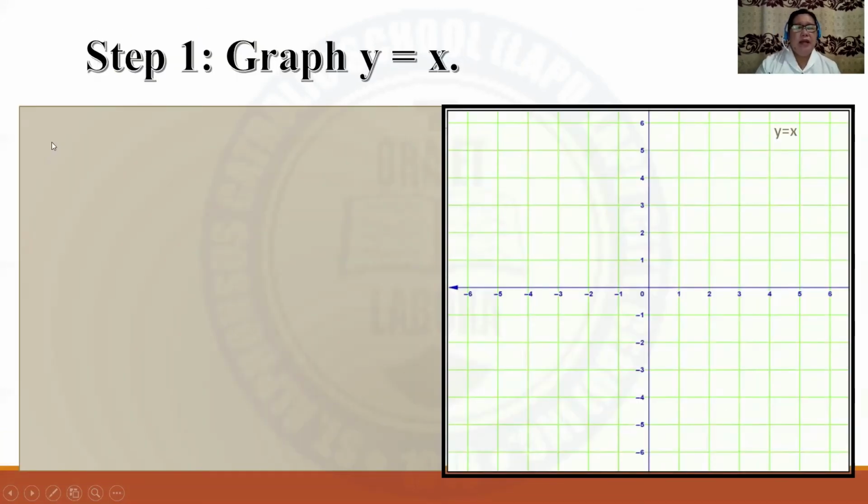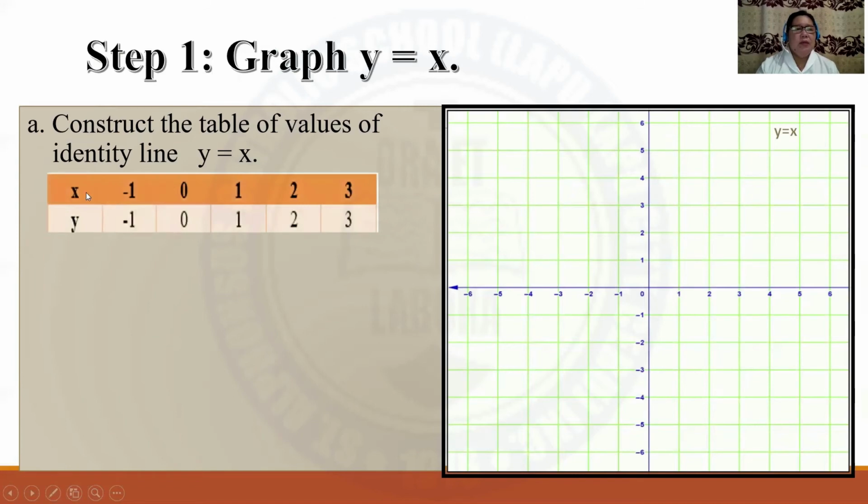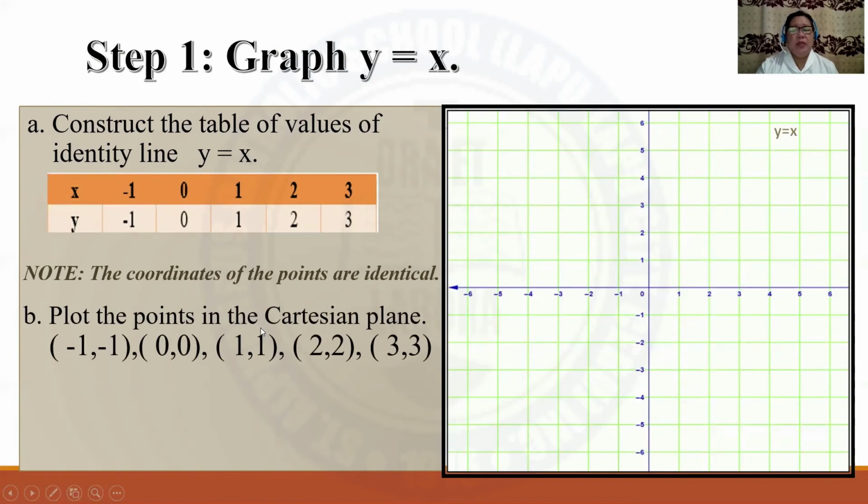Let us have now the graph. Step 1, we have to graph y is equal to x. Construct first the table of values for the identity line y is equal to x. So, these are the values of x and the values of y. Still, the coordinates of the points are identical. And we have to plot the points in the Cartesian plane later. These are the points with the respective coordinates. And we have to connect the points with a dotted line.